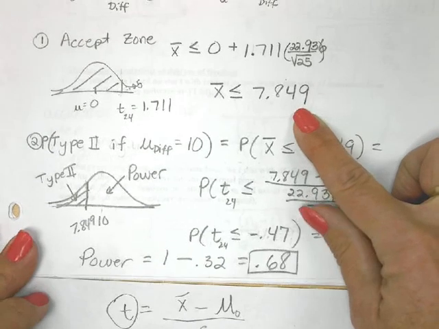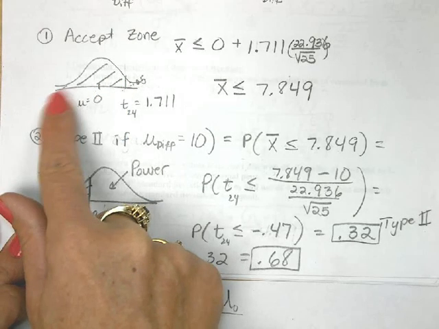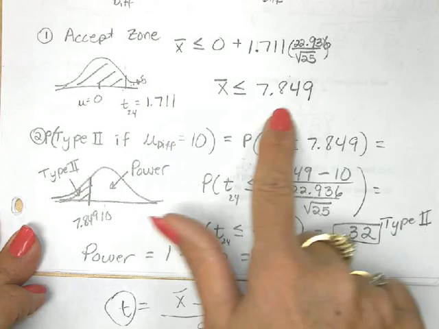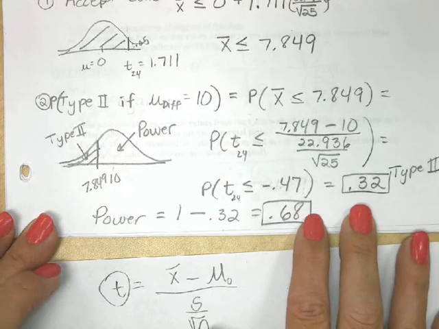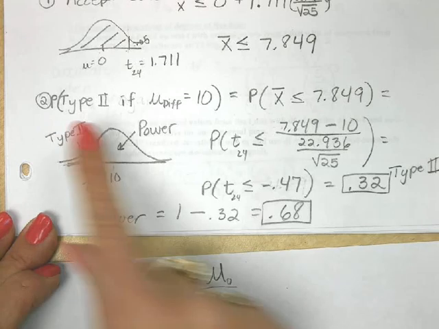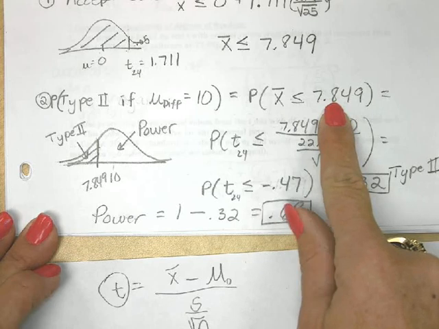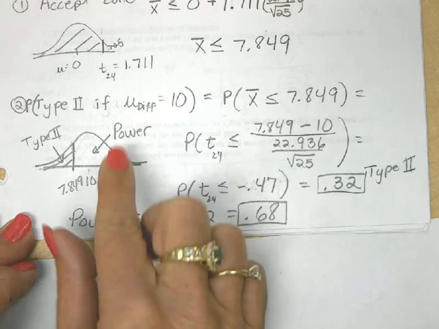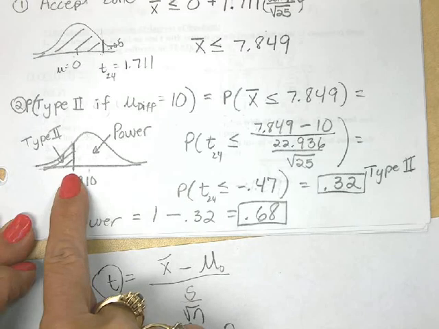And then I know that the acceptance zone is when I have x bars that are less than or equal to that value. The rejection zone is if I were greater than that value of that x bar. And so I'm finding the type 2 error, and then I'll find the power afterwards. The type 2 error is the likelihood of the acceptance zone if the alternative mean difference is actually 10 seconds. So my new picture has 10 here in the center, and my acceptance zone was 7.849 and lower, which is approximately here.